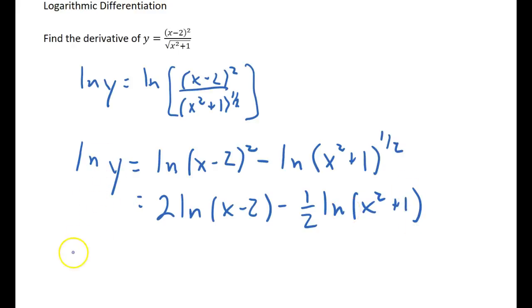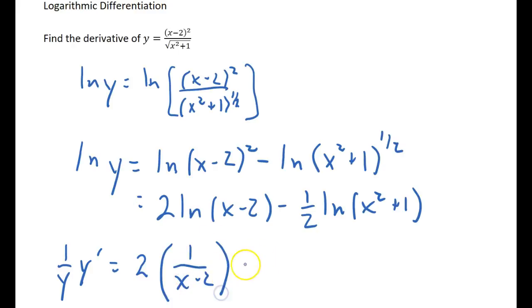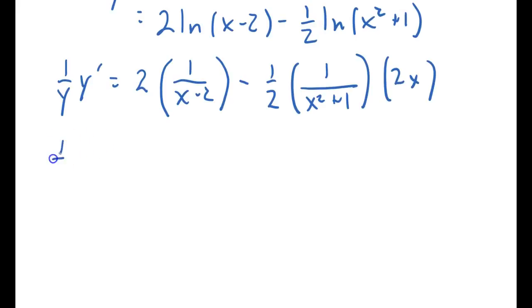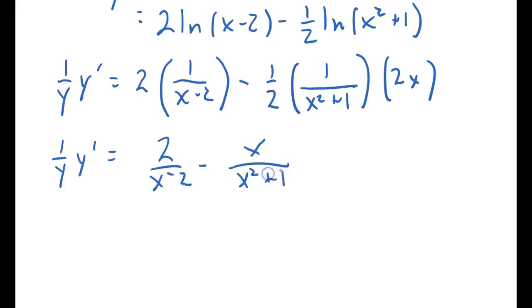So the derivative of the natural log of y is 1 over y times y prime, because we're doing implicit differentiation, and the derivative of this is going to be 2 times 1 over x minus 2 minus 1/2, and the derivative of this is 1 over x squared plus 1 times the derivative of x squared plus 1, and we're almost there. 1 over y times y prime is 2 over x minus 2 minus, now the 1/2 and the 2 cancel, and I get x over x squared plus 1.